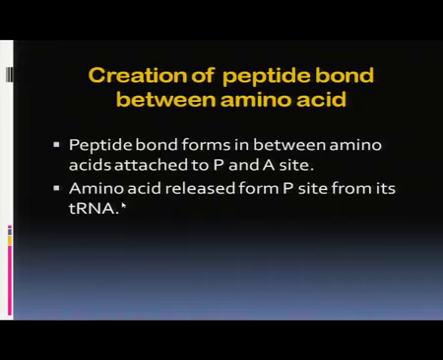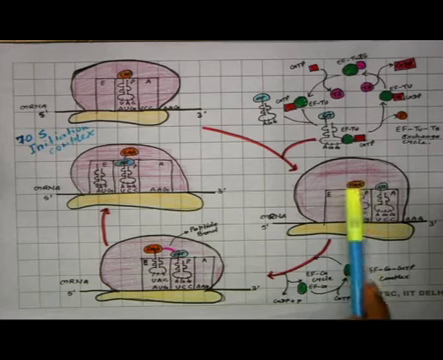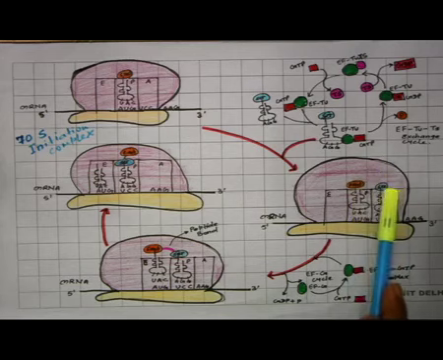In the next step of this peptide bond formation, the amino acid is released from the P site from its transfer RNA. From this P site charged transfer RNA, the methionine amino acid will be released. When it is released, it will form the peptide bond with the adjacent amino acid.